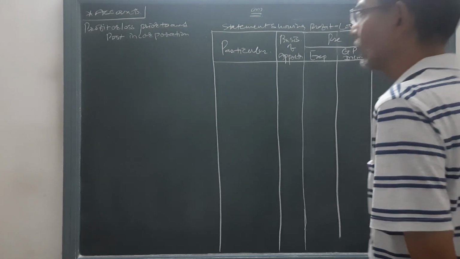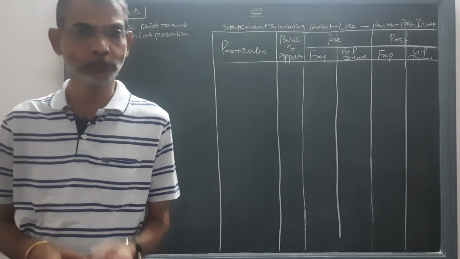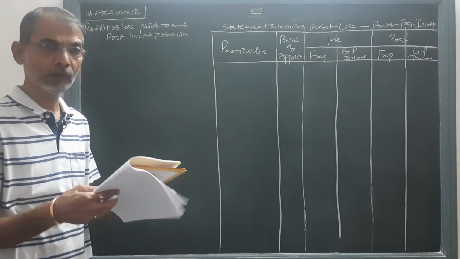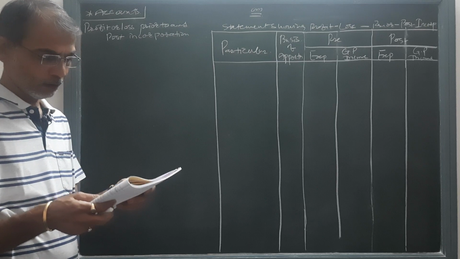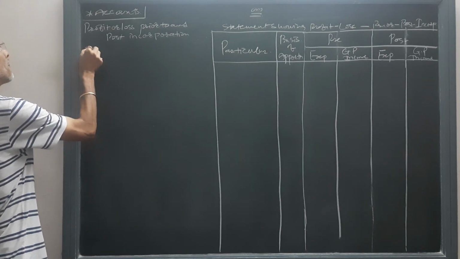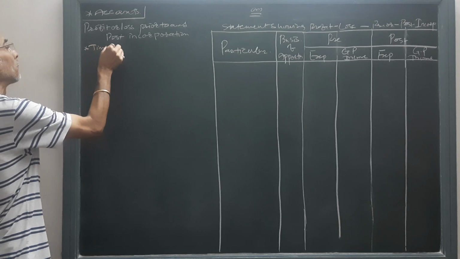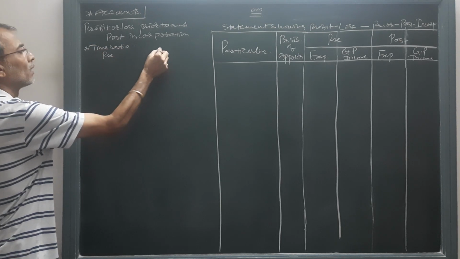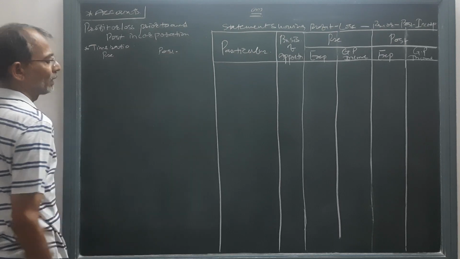Now, as you can see, all adjustments are exceptional. We will solve it systematically. First, we have to find the time ratio for the pre-period and post-period.